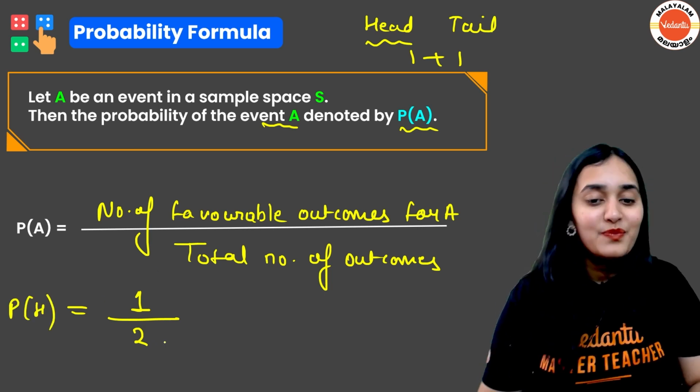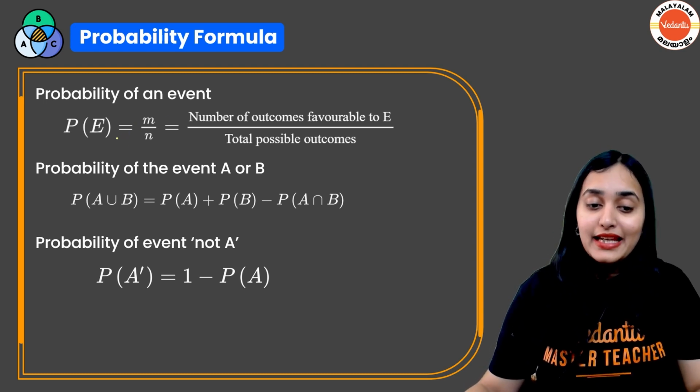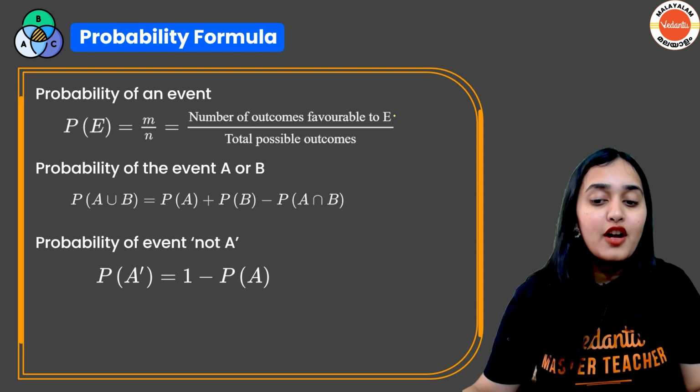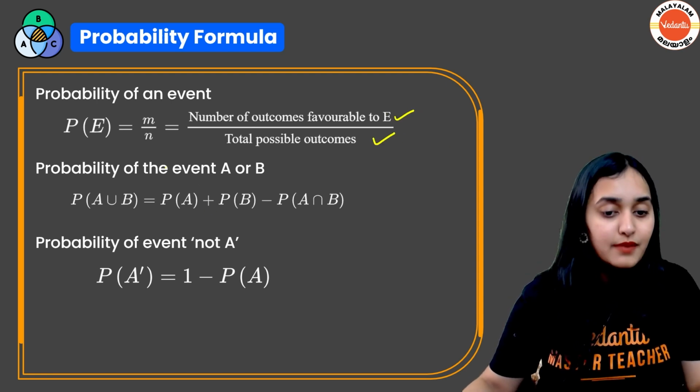Clear to all of you? Okay. Now, let's see some more formulas related to probability. Probability is basically the number of favorable outcomes for the happening of the event E upon total possible outcomes.